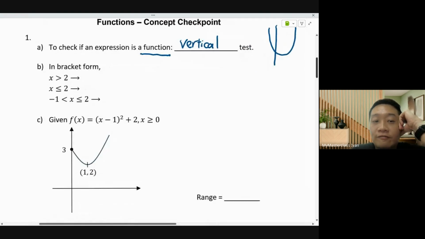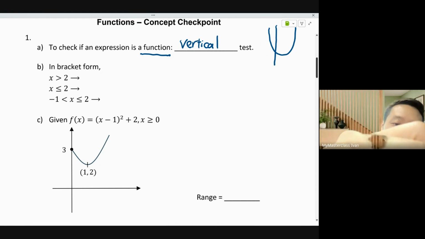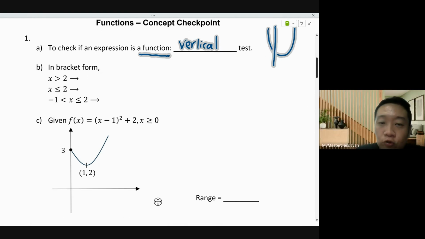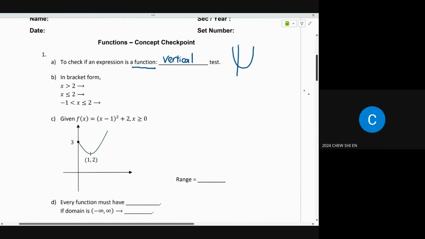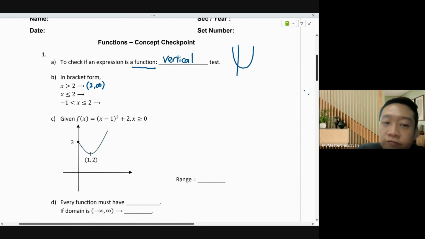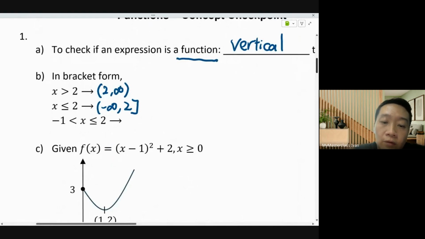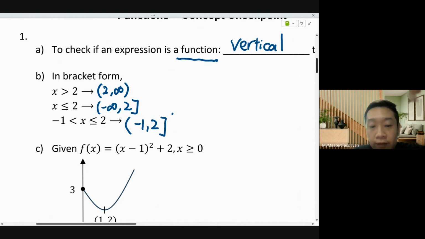Okay? In bracket form, x greater than 2. What kind of bracket do we use? Square bracket or curve bracket? Curve. Curve bracket. From 2 to? Infinity. 2 to infinity, curve. Okay? This one, negative infinity to 2, square bracket. This one, what bracket for negative 1, Yingxuan? Curve and then square bracket.